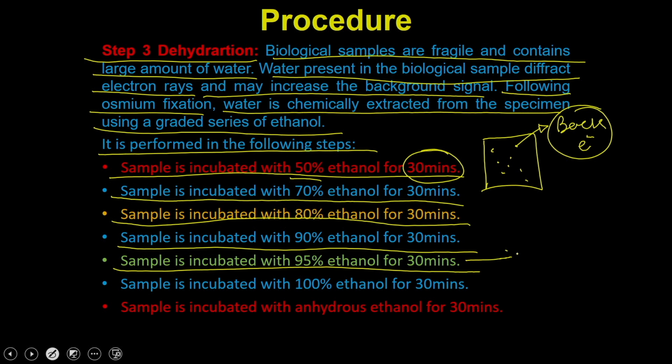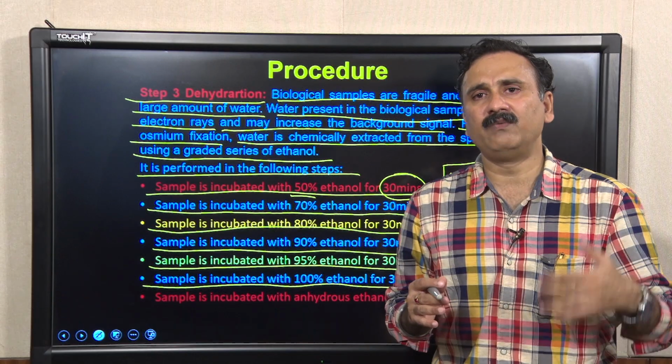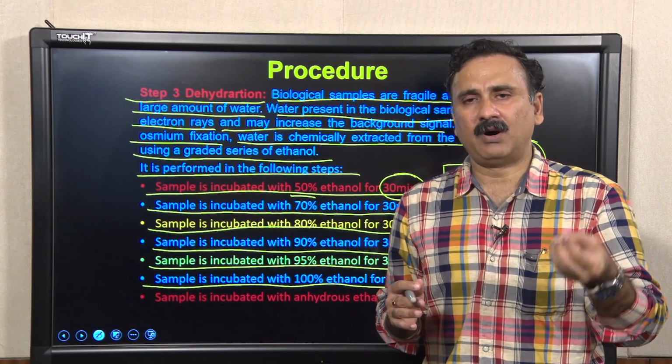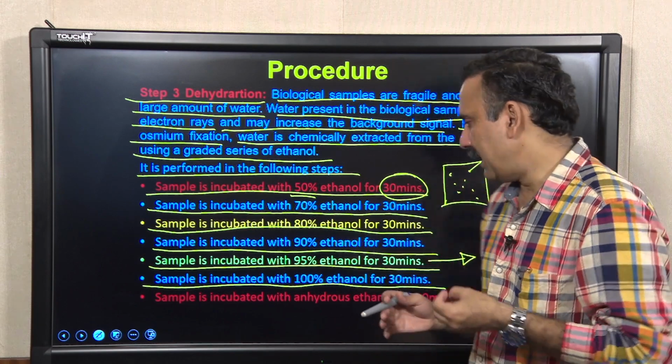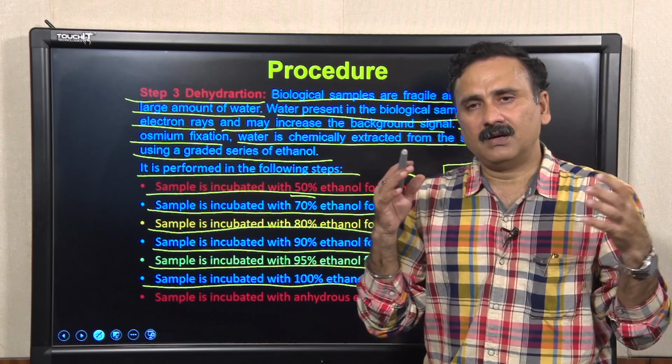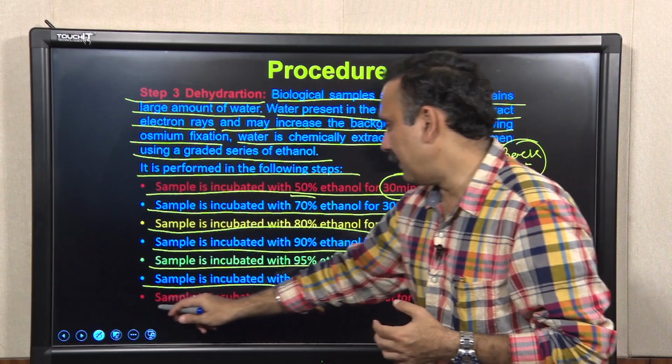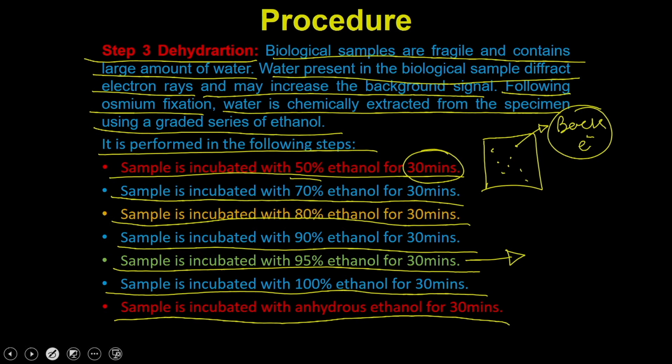At that stage, there is almost no water present in the sample, but then you incubate the sample with 100% ethanol for 30 minutes. That is going to remove even a minor amount of water present inside the sample, and that is how your sample is now free of water. The sample is incubated with anhydrous alcohol, the 100% or absolute alcohol, and that is going to remove the last drop of water.